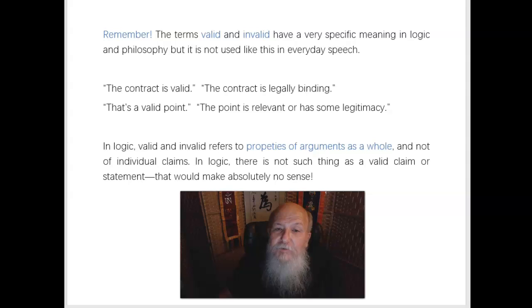Also remember, the terms valid and invalid have a very specific meaning in logic and philosophy, but it's not used like this in everyday speech. In everyday speech, you might hear "the contract is valid," by which we mean something like the contract is legally binding. Or you might hear somebody say, "that's a valid point," and they mean by that the point is relevant or has some sort of legitimacy. But in logic, valid and invalid refer to properties of arguments as a whole and not of individual claims. In logic, there is no such thing as a valid claim or statement. That would make absolutely no sense at all.